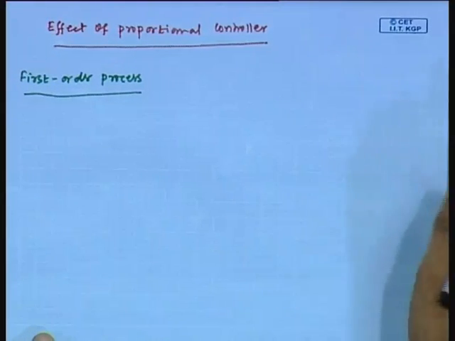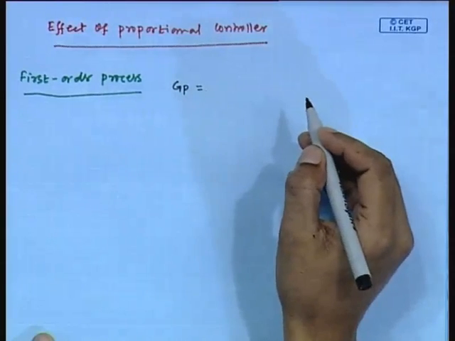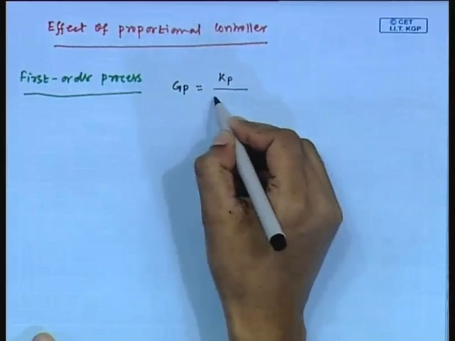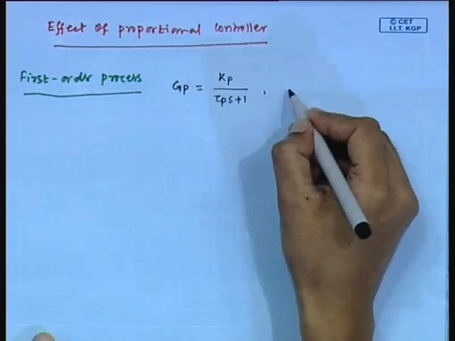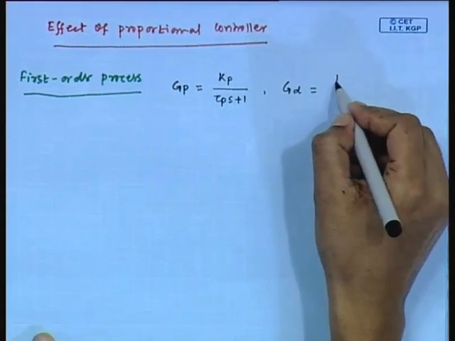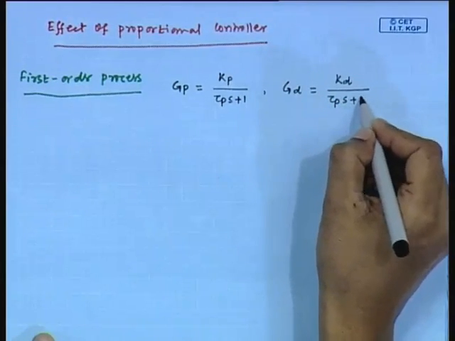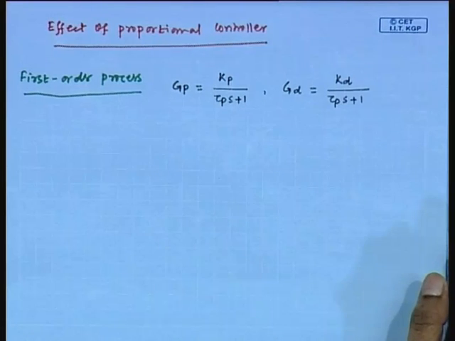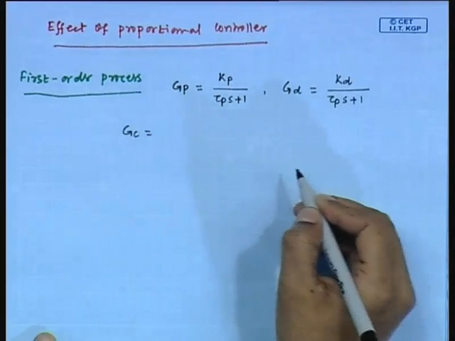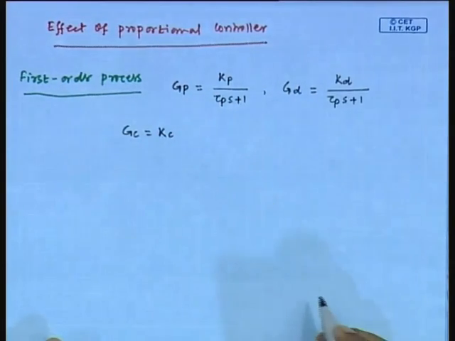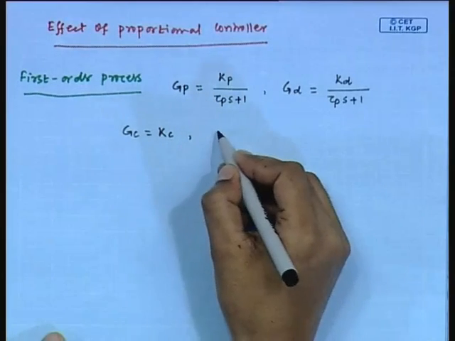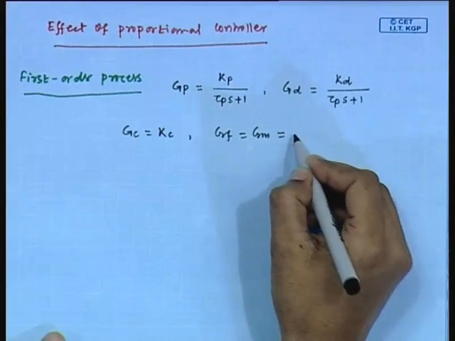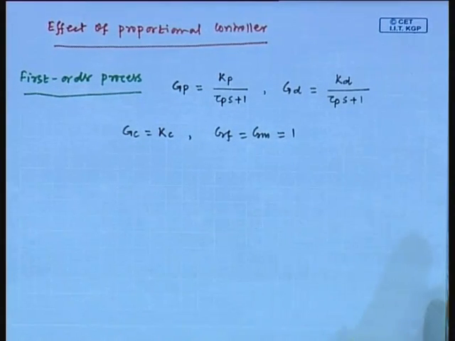For the first order process we derived the transfer function Gp as Kp divided by tau p s plus 1, the transfer function Gd equals Kd divided by tau p s plus 1. The controller is proportional controller, so the transfer function of the proportional controller is Gc equals Kc. For simplicity we are assuming the transfer function of measuring device and final control element both are unity.